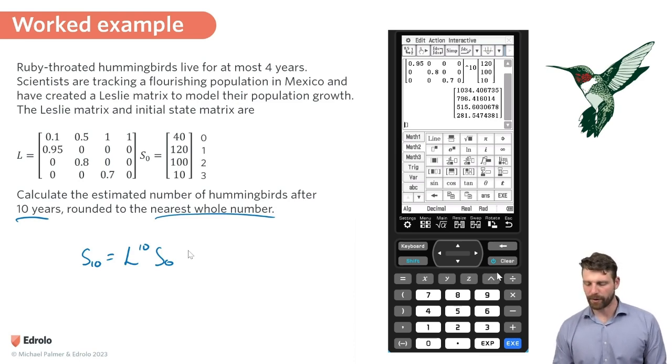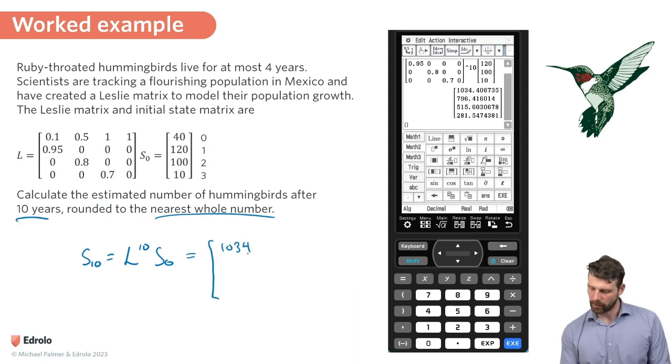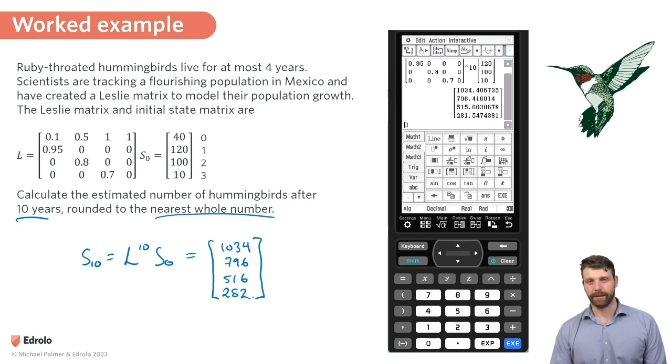Okay, and so there's our population. Now, this question asks us to round it to the nearest whole number, so let's do that. We can see that we've got 1,034 0 to 1-year-olds. We've got 796 1 to 2-year-olds, 516 2 to 3-year-olds, and finally 3 to 4-year-olds are 282. Okay, great, we did it.